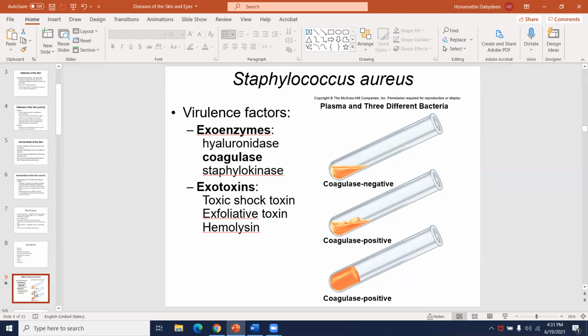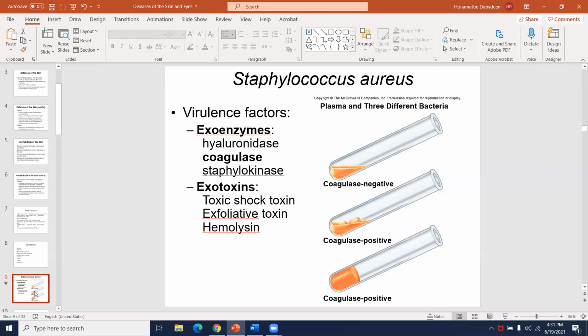And I would like to talk a little bit about a couple of them. Exoenzymes like coagulase. Coagulase, there is a test for coagulase. And coagulase is an enzyme that these organisms produce that will cause a clot.